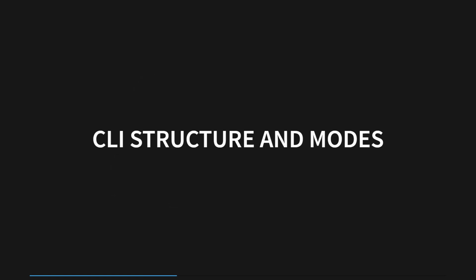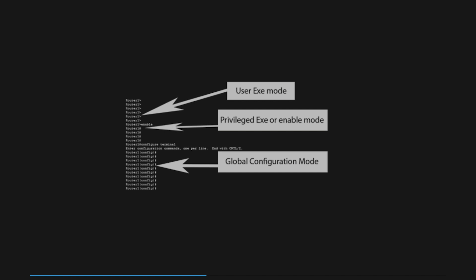The CLI operates using a hierarchical structure, where different modes provide varying levels of access and functionality. The three primary modes are User Exec mode, Privileged Exec mode, and Global Configuration mode. User Exec mode. Upon logging into a Cisco device, the user initially enters User Exec mode. It provides limited access to basic monitoring commands and does not allow configuration changes. The prompt typically ends with a greater-than symbol.